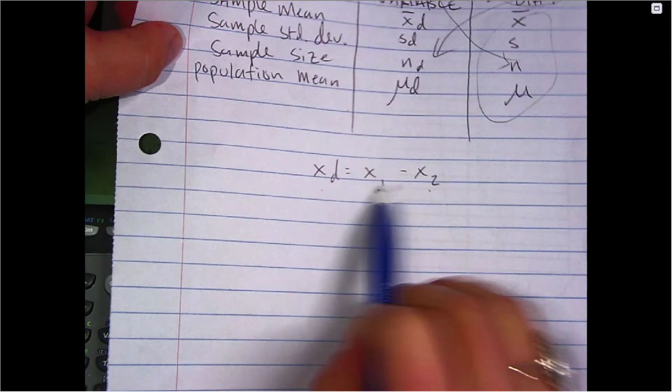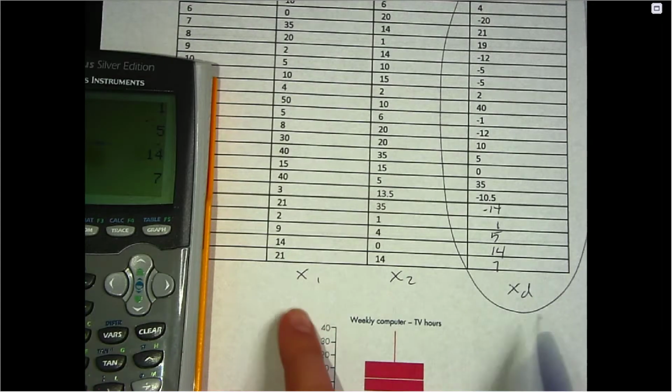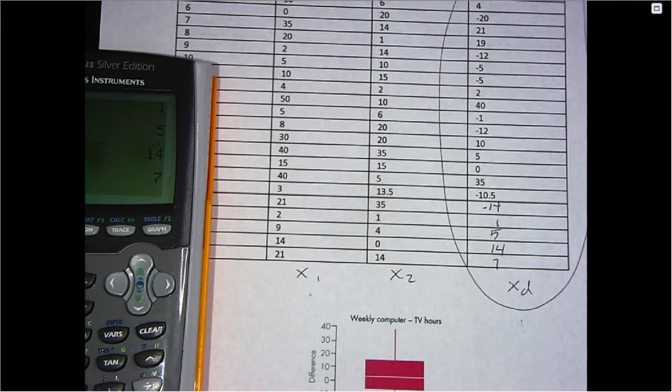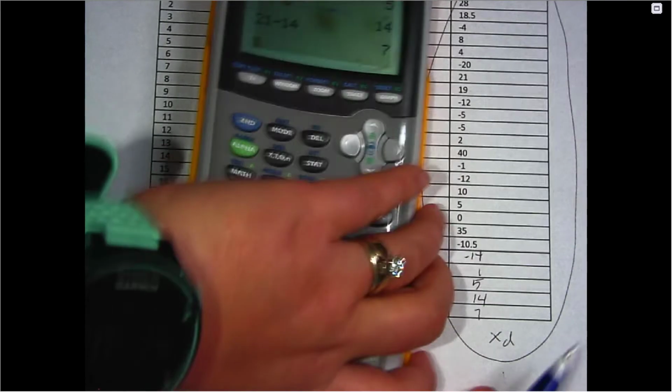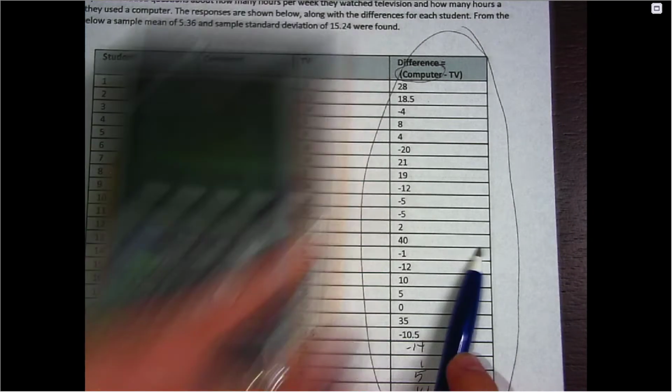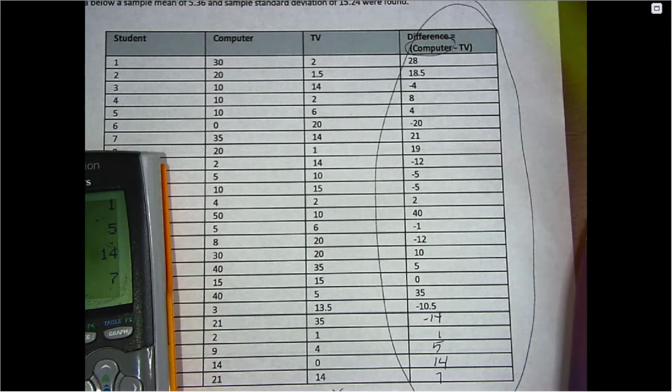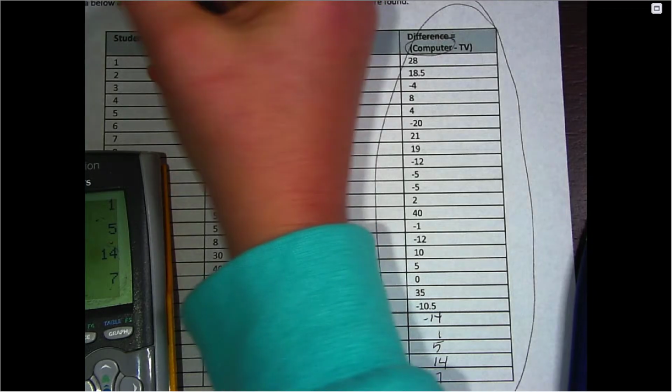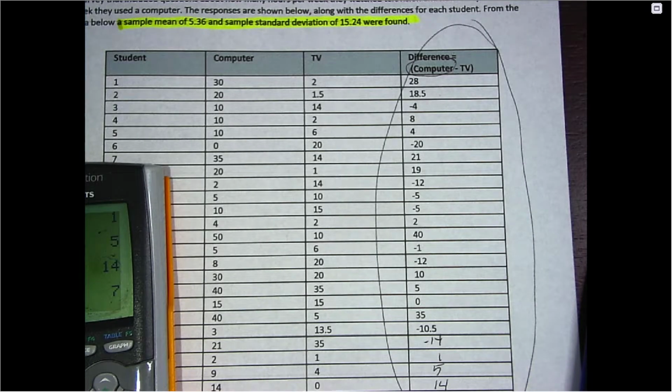You take some measurement minus a second measurement. That's what this represents here. These are the differences, this is the first measurement and the second measurement. And we always keep the same order because it helps us to know which measurement is greater. Now, when you actually find the mean for these, I've already given it to you. It's the sample mean up here of 5.36 and a standard deviation of 15.24.